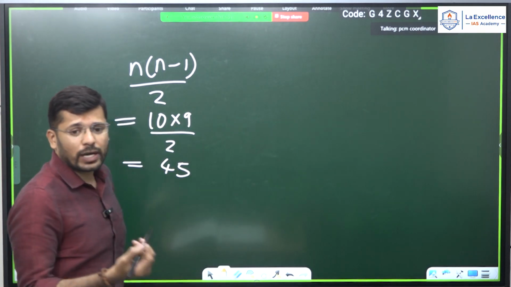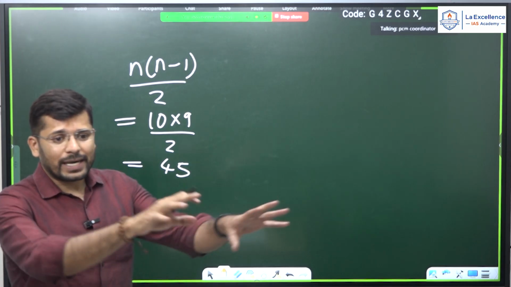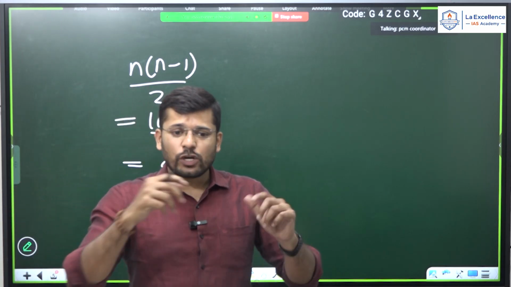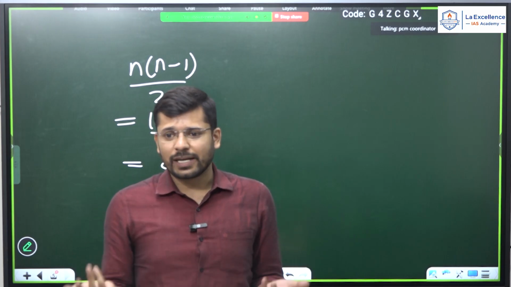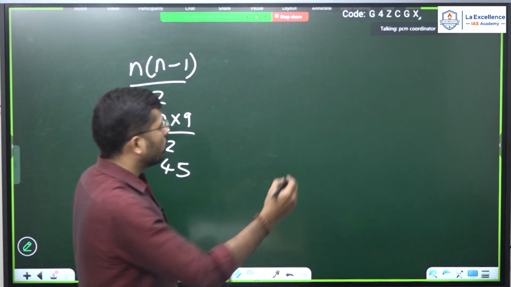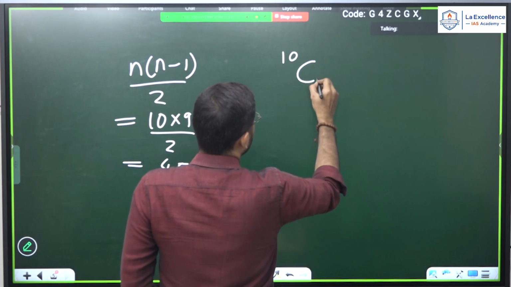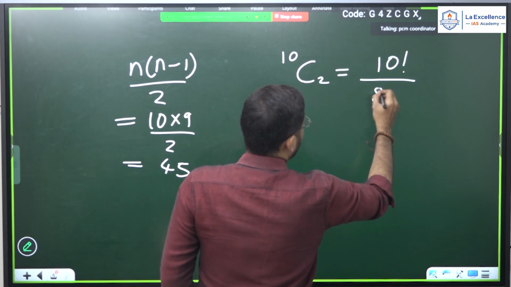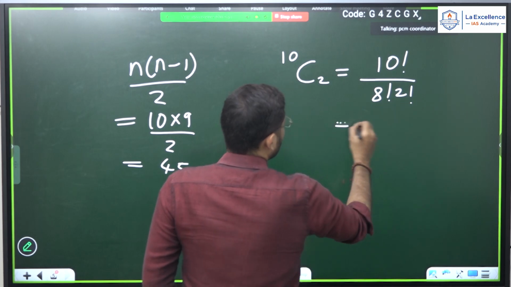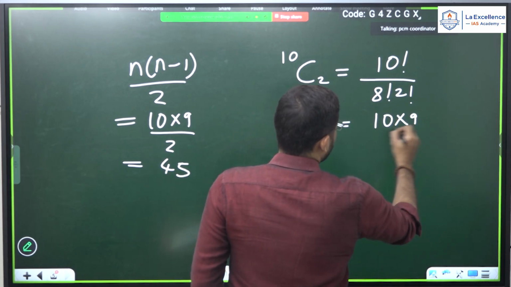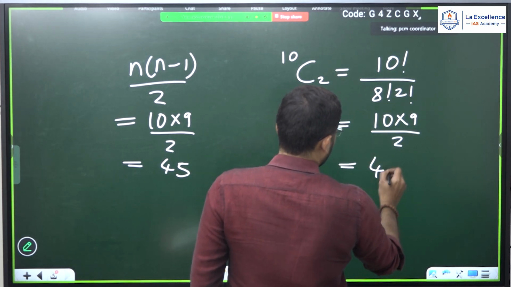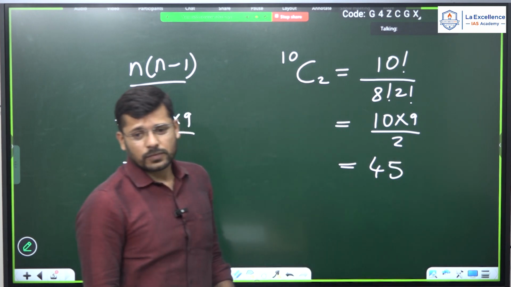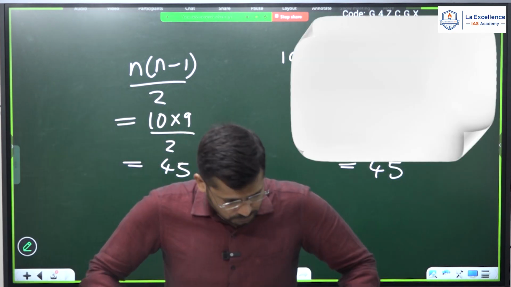And the other way is you can apply combination here. There are 10 people and you need to pick any 2 of them. If you pick any 2, that will give you a handshake. So 10C2. This would be 10 factorial divided by 8 factorial into 2 factorial. So this would be 10 into 9 divided by 2, again 45. Done? Next question.